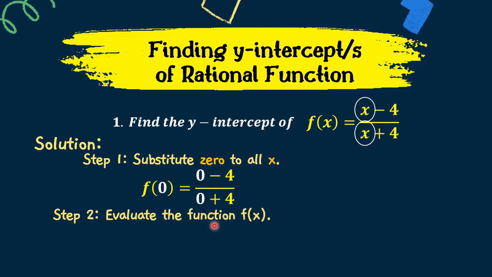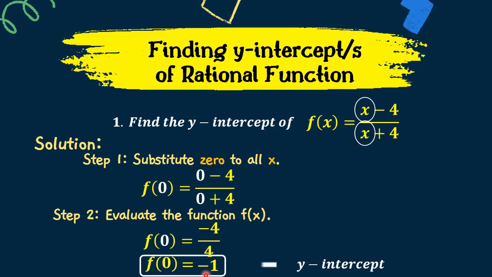Then we have to evaluate the function f(x). So simply simplify the given function. 0 - 4 is equal to negative 4 and 0 + 4 is equal to positive 4. So simplify. Negative 4 divided by 4 is equal to negative 1. Therefore, if x is equal to 0, f(x) is equal to negative 1. Therefore, this is our y-intercept. The value of the y-intercept is located at y = -1.